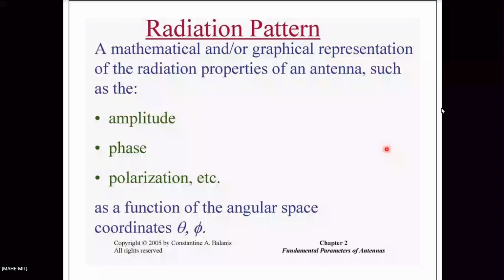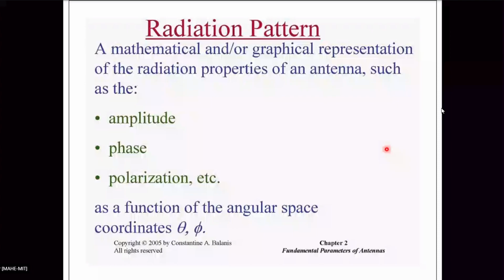Yes, sir. So there are different properties: power flux density, radiation intensity, field strength, polarization. All this I have not discussed. Now I am just focusing on amplitude, so I am plotting amplitude as a function of theta and phi.